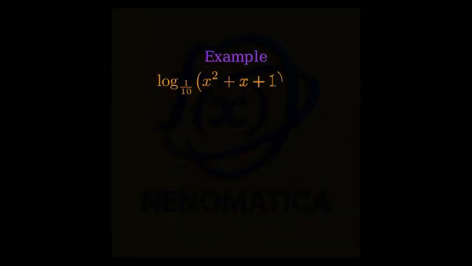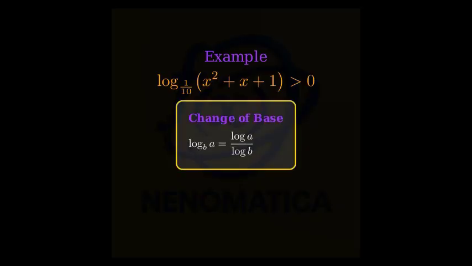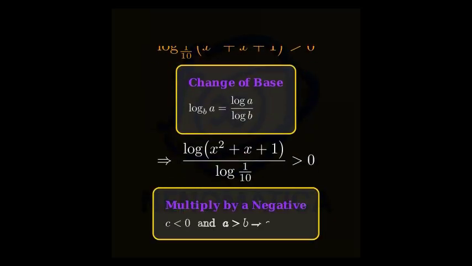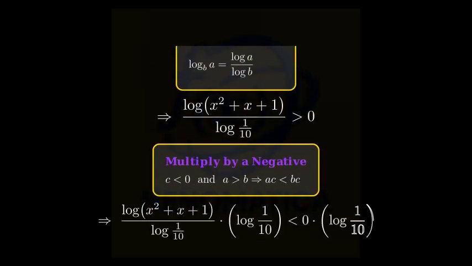Now the problem statement: log base 1/10 of (x squared plus x plus 1) is greater than 0. Step 1. Apply the change of base formula. This rewrites the logarithm as the common log of (x squared plus x plus 1) divided by the common log of 1/10 is greater than 0. Step 2. Multiply both sides by log of 1/10. Since log of 1/10 is negative, the inequality reverses. This gives log of (x squared plus x plus 1) is less than 0.